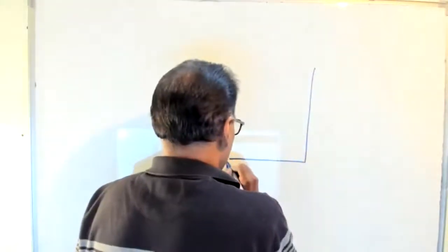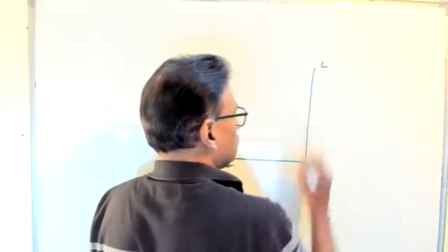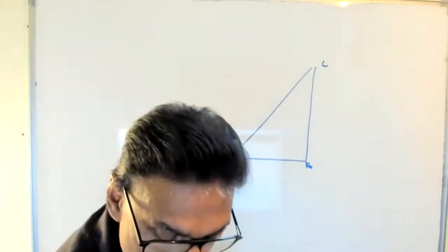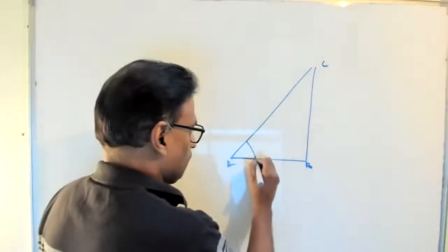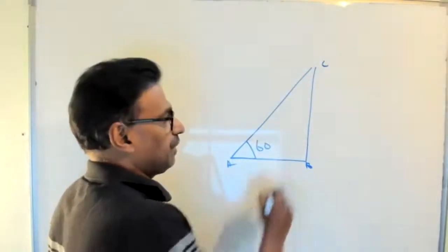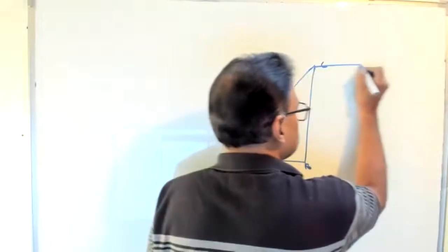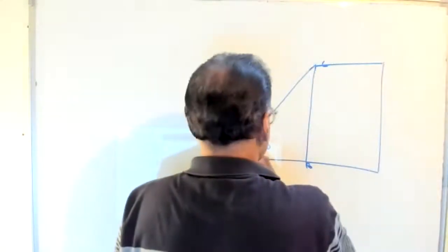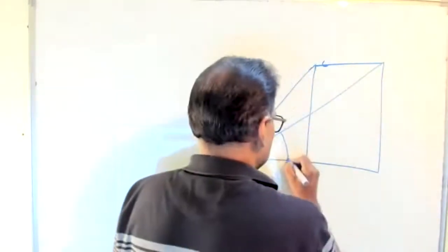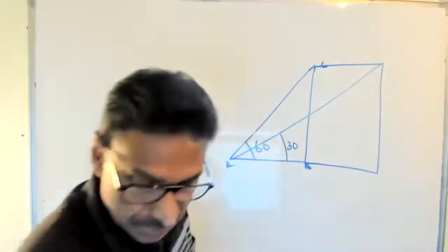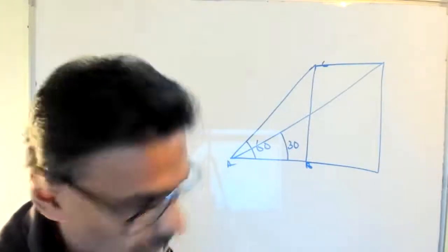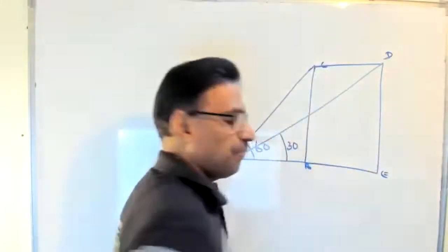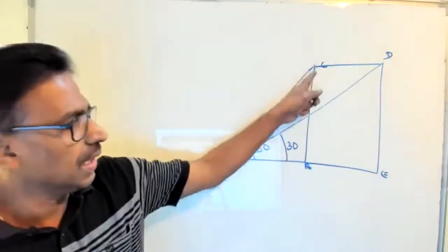Originally, the flight at sea, the angle of elevation is 60 degrees. After 15 seconds, the flight reached here. That is 30 degrees. Then A, B, C, D, E. What do you have to find out? We have to find out the height.